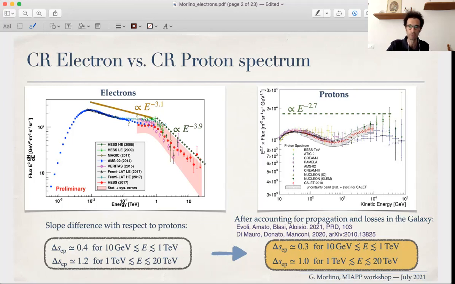essentially a steepening of the spectra between 0.1 and 0.3. So accounting for propagation still requires that the spectrum of electrons injected into the galaxy is steeper than the proton one by 0.3 in the energy range between 10 GeV and 1 TeV, and by roughly 1 between 1 TeV and 20 TeV. So this presentation is to discuss possible mechanisms that can justify this difference.